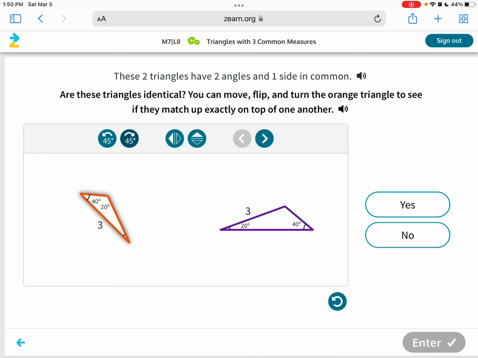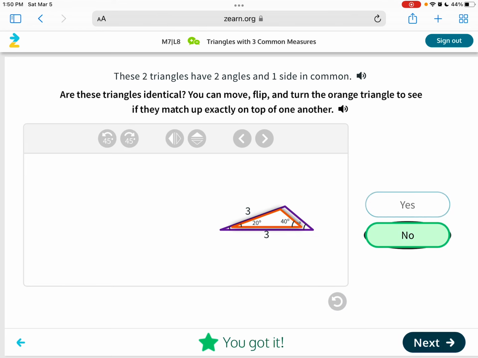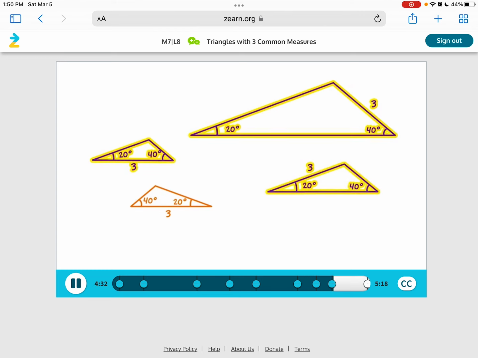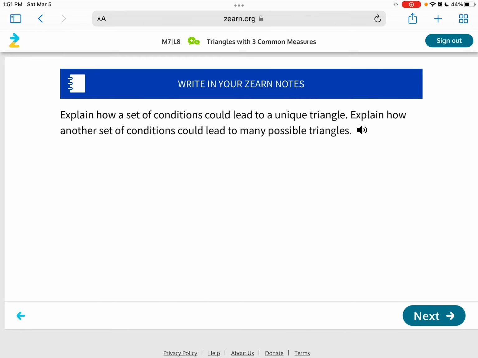Oops, it made it a different size. We looked at 3 triangles that had the same 2 angle measures and 1 side length as our original triangle, but only one was identical to it. Notice that the original and the identical triangle had the common side and angles in the same position. The common side length was between the 2 known angles.